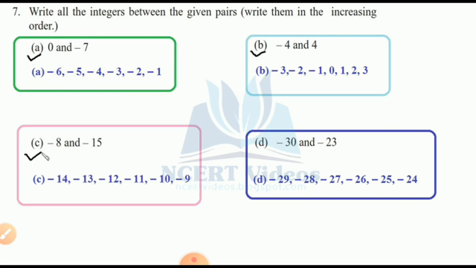B. -30 and -23. It is also very simple, students. Start from -29 to -24. It's in increasing order. Clear? Between the given numbers, not including both of the numbers. इसके बीच वाले.